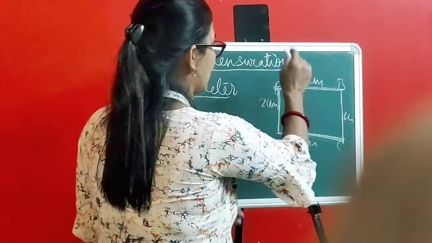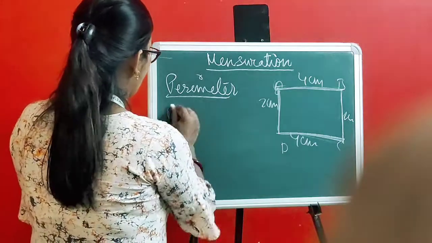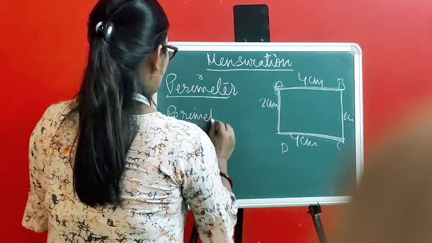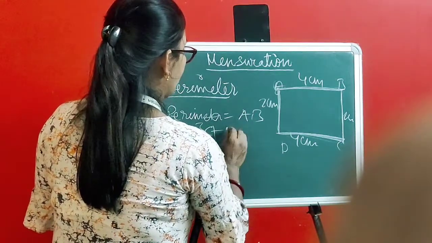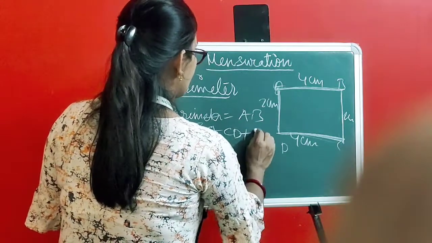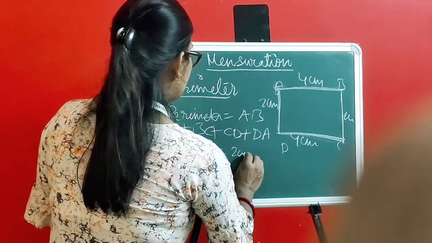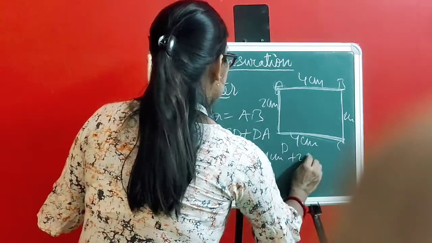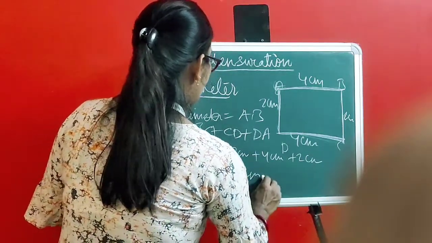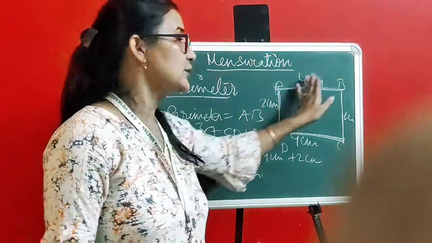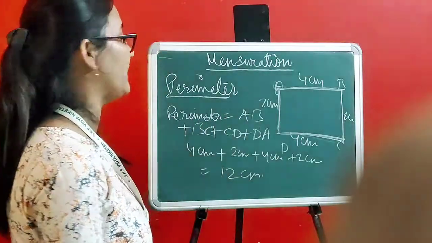So for this figure, if I want to write the perimeter, then perimeter will be AB plus BC plus CD plus DA. So you can just write 4 cm plus 2 cm plus 4 cm plus 2 cm. It will be 12 cm, the perimeter of this given figure. So this is all about perimeter.